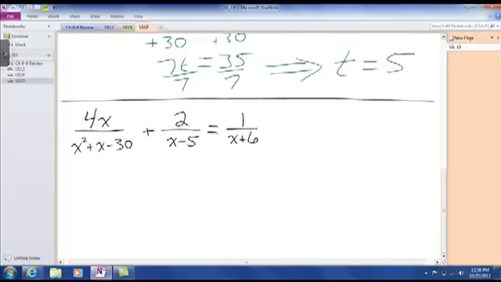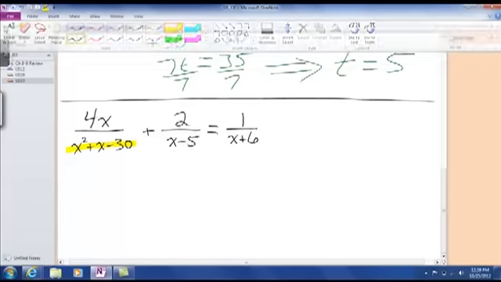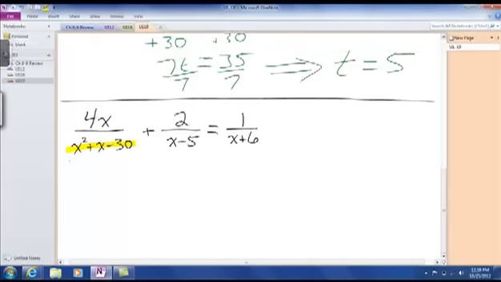Alright. Back to what we were doing. Okay, before you can figure out what the LCD here is, you're going to need to factor that: x squared plus x minus 30. Well, that's actually pretty simple to factor. Okay, it factors (x plus 6) times (x minus 5).